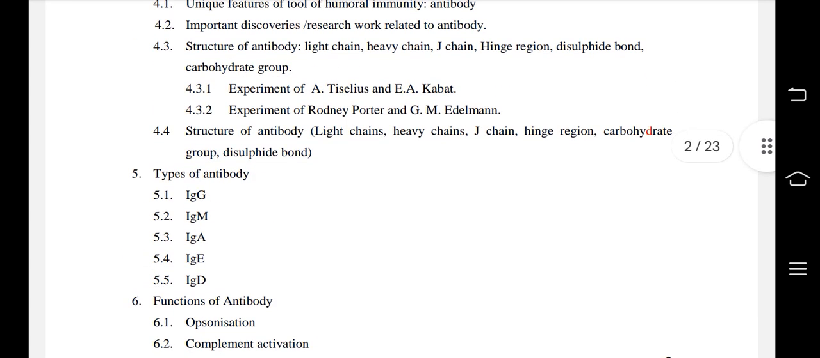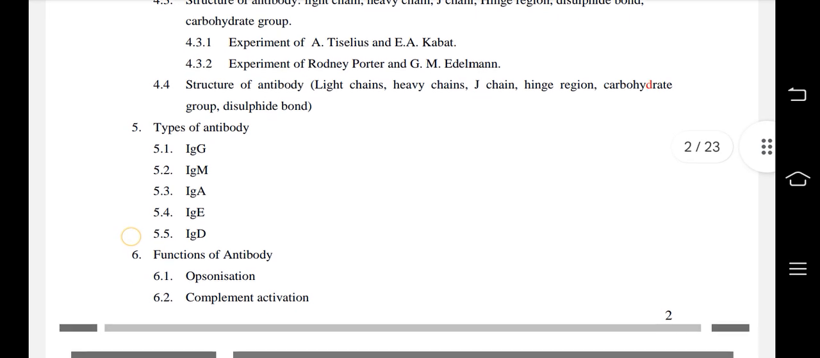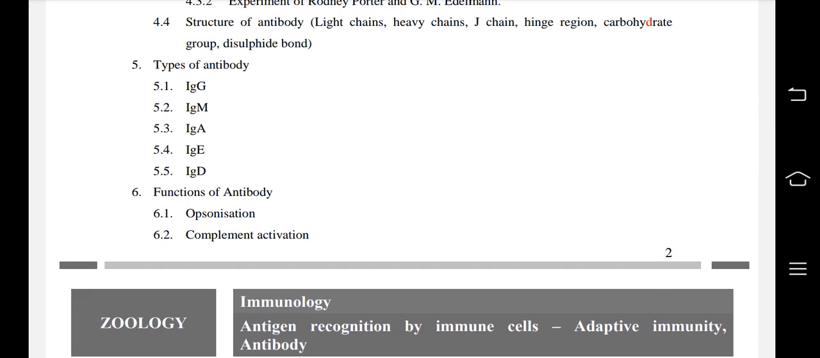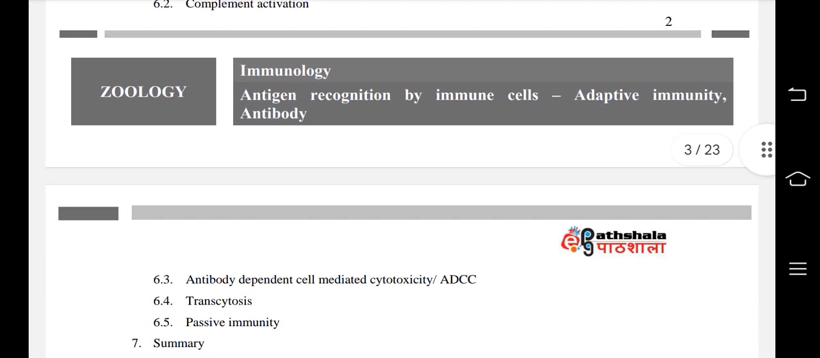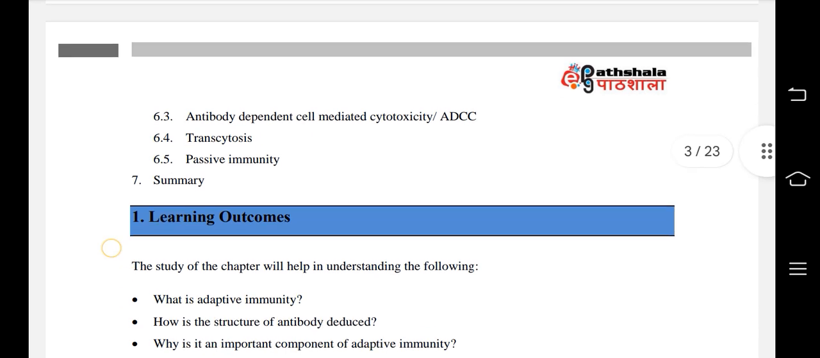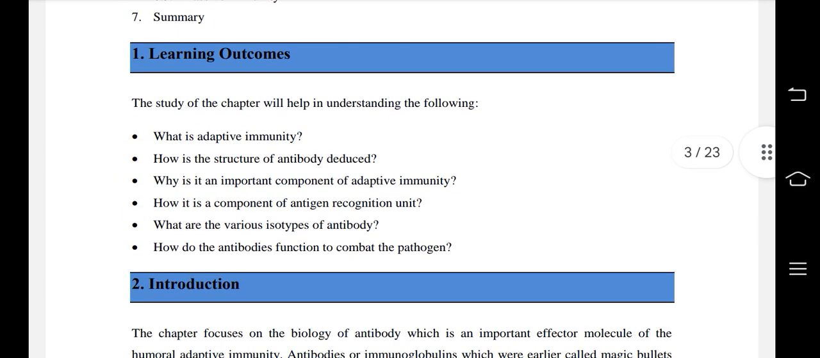Then types of antibody: IgA, IgM, IgG, IgE, IgD. Functions of antibody: opsonization and complement activation, along with antibody dependent cell mediated cytotoxicity or ADCC. Then transcytosis, along with passive immunity. And later we'll have a quick summary about that.